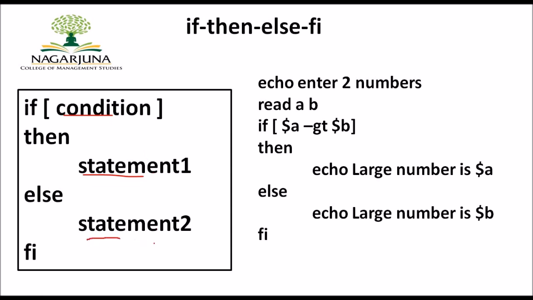Next, statement 2 will be executed. If the condition is true, statement 1 will be executed. If the condition is false, then statement 2 will be executed. As usual, fi indicates the end of the if else statement.